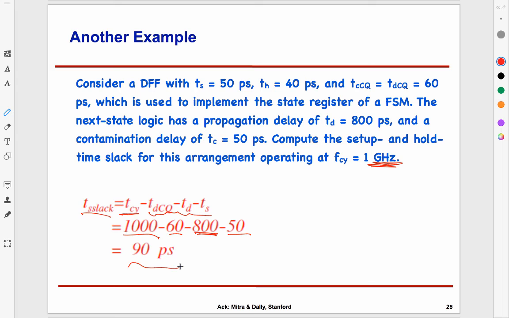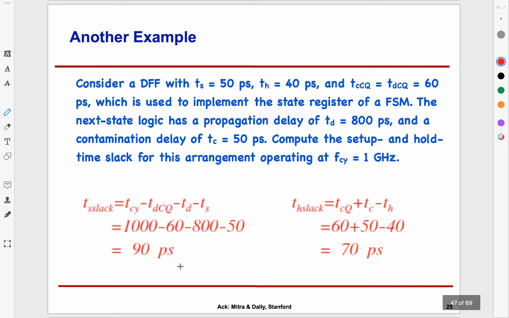That's on the setup side, and on the hold side you can similarly calculate the fastest time minus the hold time, and that's the slack. So I have 70 picoseconds of slack on the hold time side. What it is saying again is that I can use maybe a cheaper flip-flop and still be okay. Any questions on this?